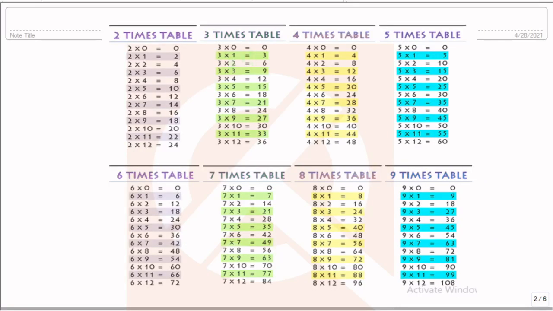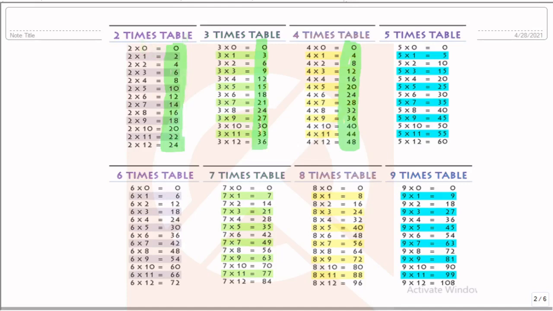We have done times tables so many times in the junior classes, and we can see that these are the tables of 2, which are multiples of 2: 2, 4, 6, 8 and so on, the times table of 3, the times table of 4 and so on. So you can see that these are the multiples, and if we look at these multiples or products, we can see that the times table is the same as the multiples.